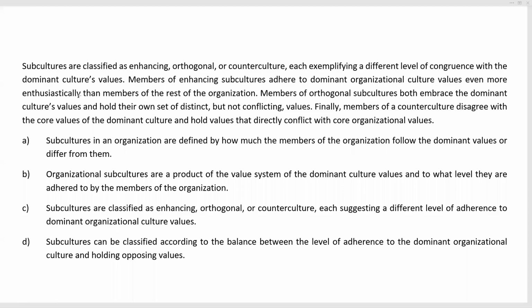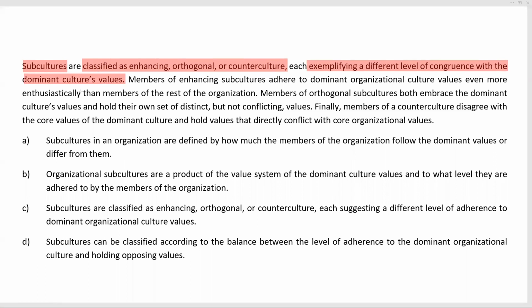The passage has a few key points. The primary subject is subcultures. The classification of these is given. We are told that they are classified as enhancing, orthogonal, or counterculture, each exemplifying a different level of congruence with the dominant culture's values.